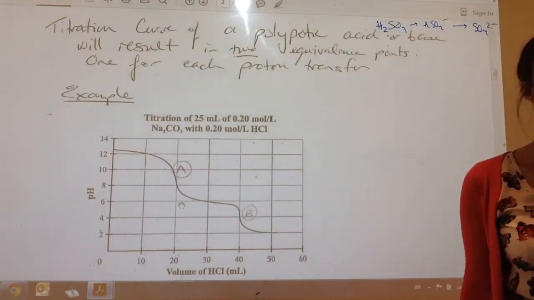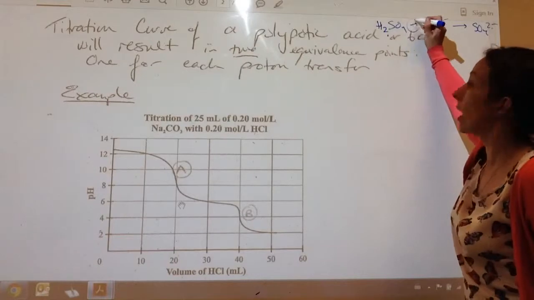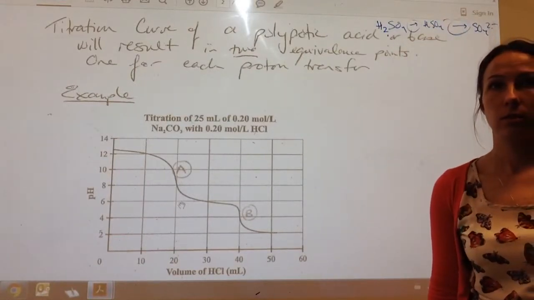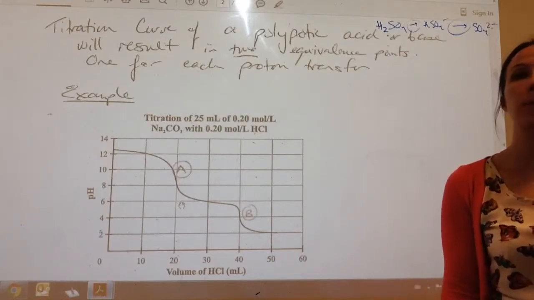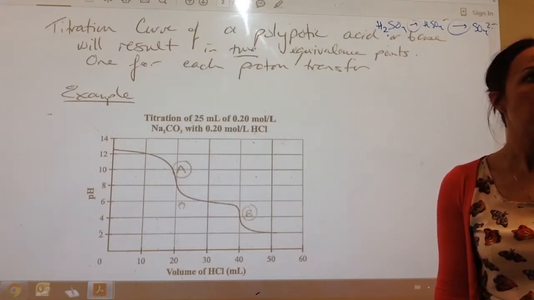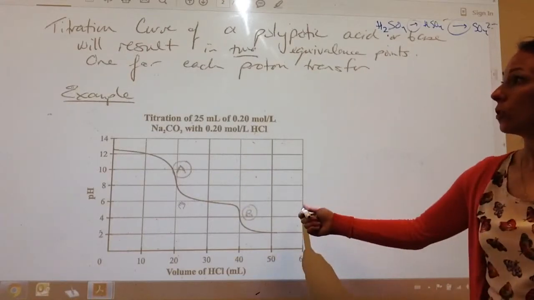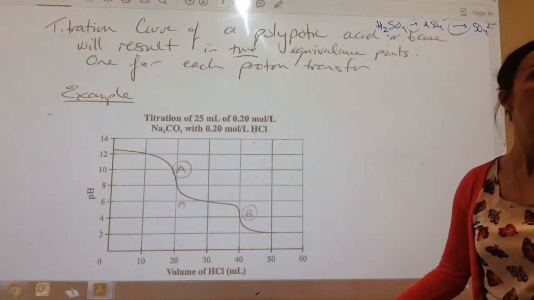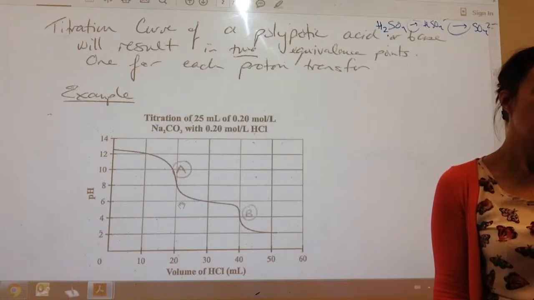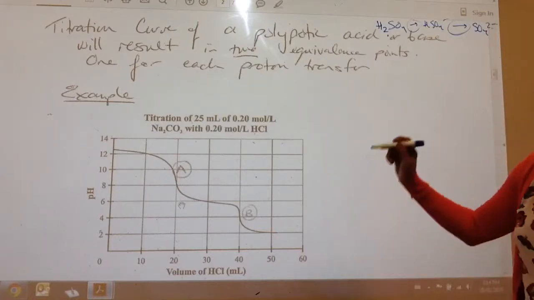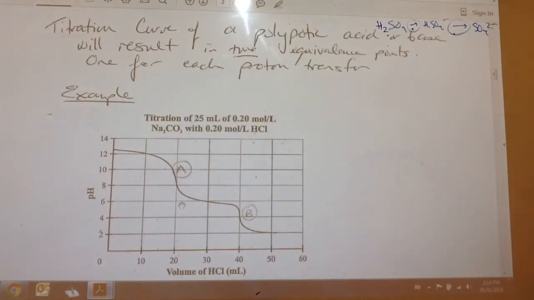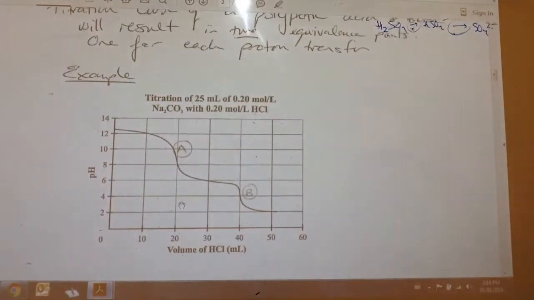Each time it donates a proton, it'll go through 1 endpoint, 2 endpoints. So because it's going to go through 2 endpoints, I'm going to get 2 bumps in my titration curve. Okay? How would that be shown by the color? Would I need 2 different indicators? Actually, you choose which endpoint you want to look at, and I'm going to use an indicator for that one. But I would need to think about which indicator to use.